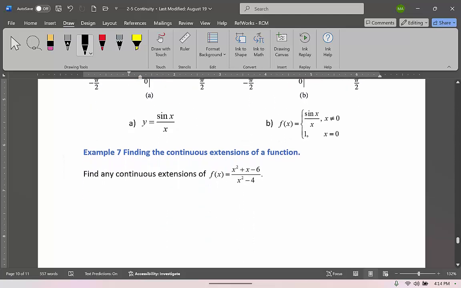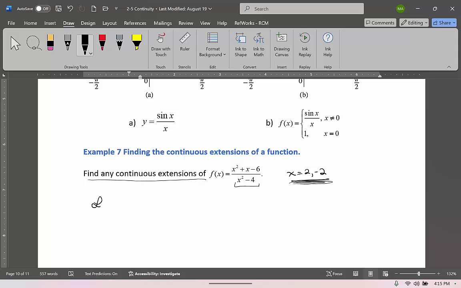Okay, so this one says find any continuous extensions of the function x squared plus x minus 6 over x squared minus 4. All right, so what we're going to do is the points in question are the points that make the denominator equal to 0, which will be 2 and negative 2. Okay, so those are the values that are going to make this equal to 0. So those are the points where we're going to have some kind of a discontinuity because the function is not defined at those points. So we don't know yet whether these discontinuities are removable or not, but we can check them by looking to see if the limit exists.